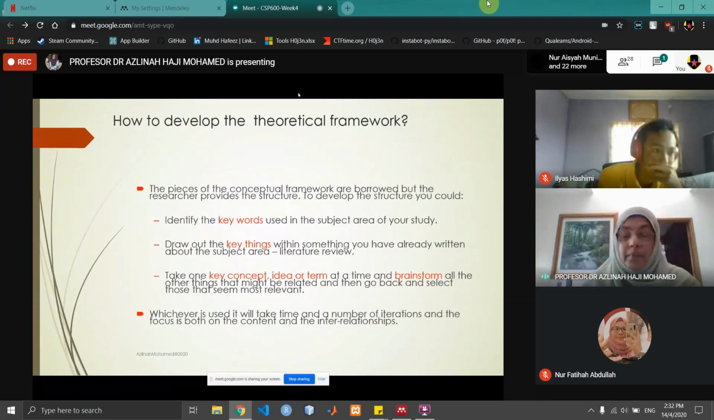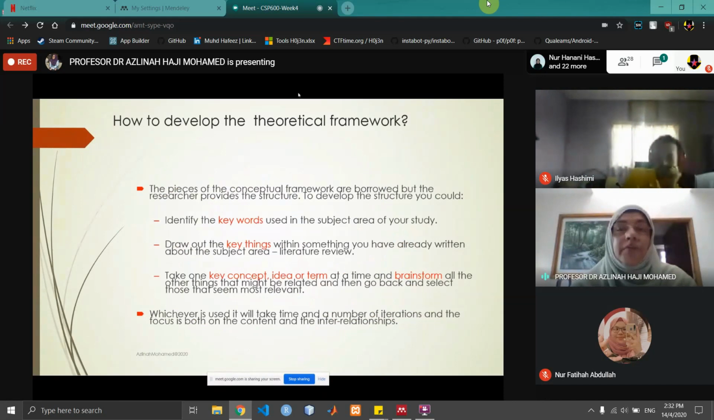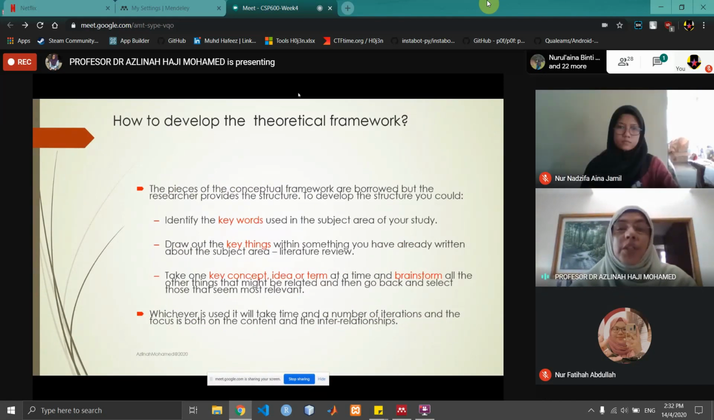How do we develop this mind map? How do we develop this theoretical framework? There are many ways of doing it. This is a piece of the conceptual framework, theoretical framework, where researchers will provide a structure. In order for them to develop the structure, they identify a few things that are needed. The first thing is that they look at keywords. Yeah, identify the keywords used in the subject area of your study.